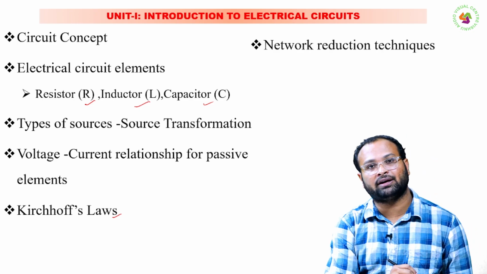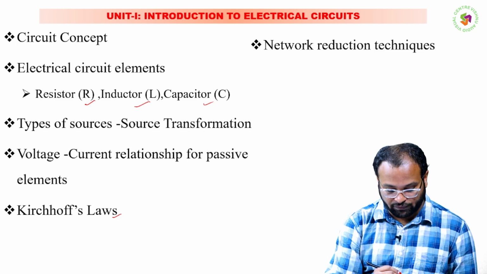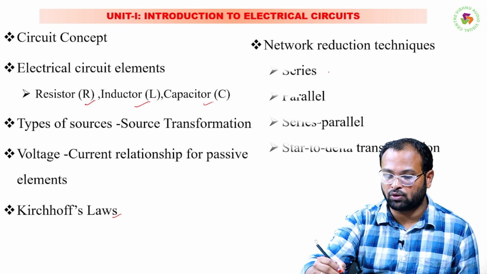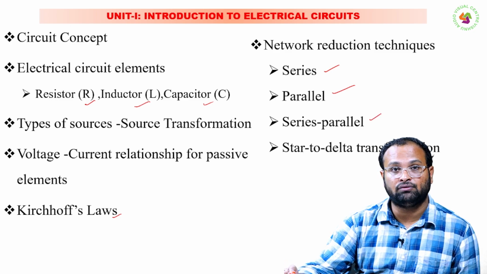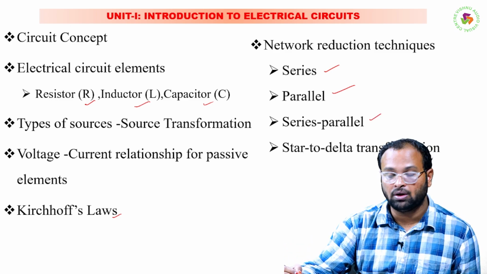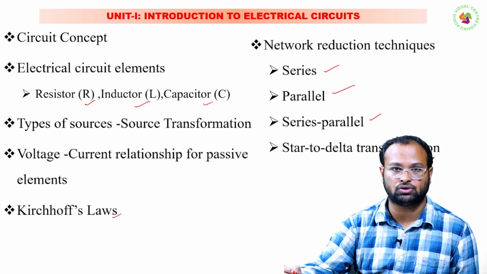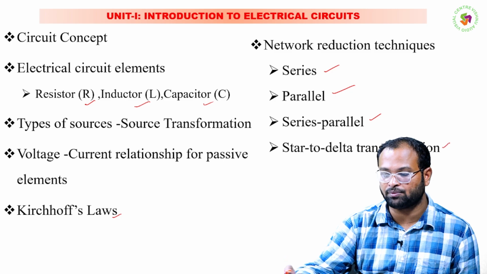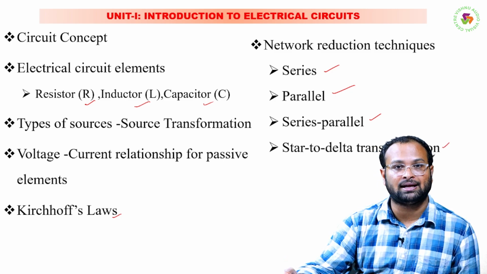Then we will see the network reduction techniques, to solve networks, how to reduce them. For example, series networks, parallel networks, and series-parallel networks, and the networks which are not series-parallel, which generally need star to delta transformation. So how to convert star form to delta form and delta form to star form, those transformation techniques. Then, without reducing the network, how we will analyze the circuit.